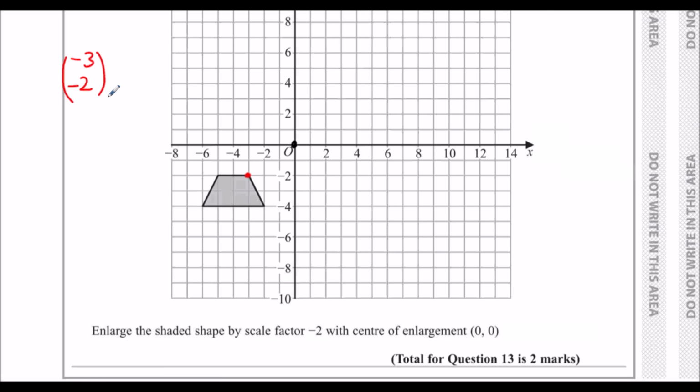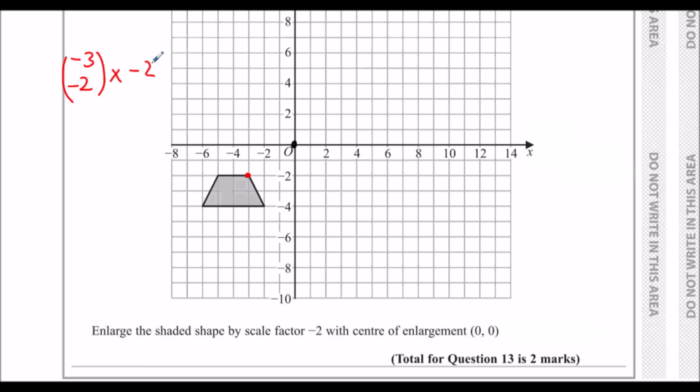If we multiply that by -2, what do we get? -3 times -2, positive 6. -2 times -2, positive 4. So we're going to go right 6, up 4 now. So the red point will be up there. The green point is left 2, down 4. Times it by -2 will get us to 4, 8. Right 4, up 8.